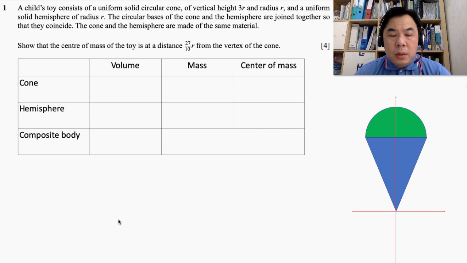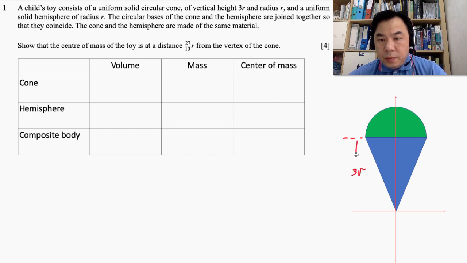All right, welcome back. Let's take a look at the first question of this specimen paper, paper 3. A child's toy consists of a uniform solid circular cone. You can see that from the diagram on the right hand side. It has a vertical height of 3r. Let me label that: any information given, 3r. So it has a vertical height of 3r here. And then a radius r, so it has a radius of r here.